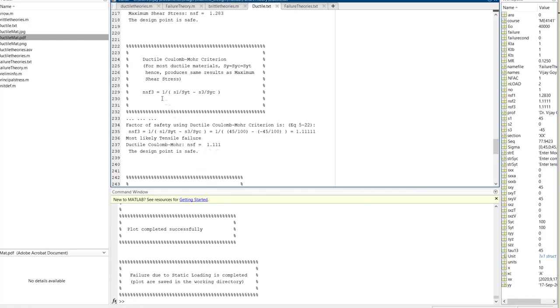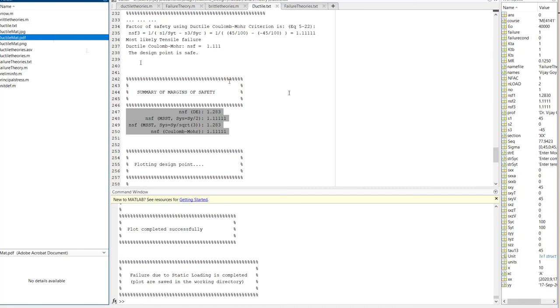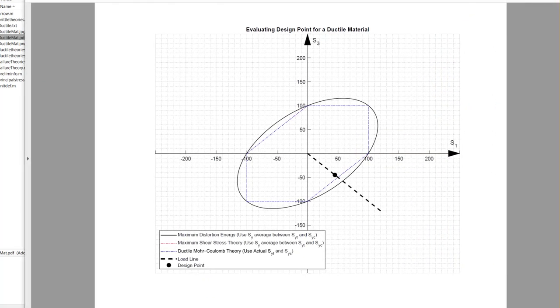And then you come here, you use the Coulomb-Mohr equation, and that gives you 1.11. So this is a summary of my margins of safety for this problem. Again, if you want to check what your plot looks like, you can see that here this is more of a shearing. So it tells you that anytime you are on this line, you're pure shear or you're most likely failing due to shear. And it's consistent with the state of stress we saw. Okay.